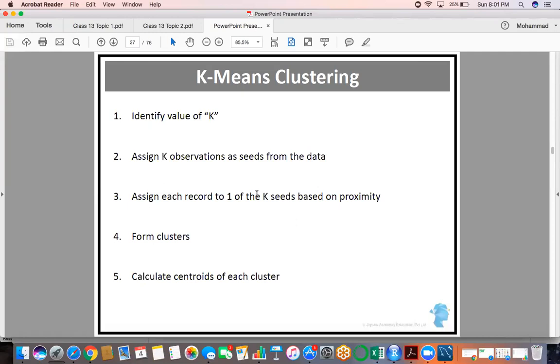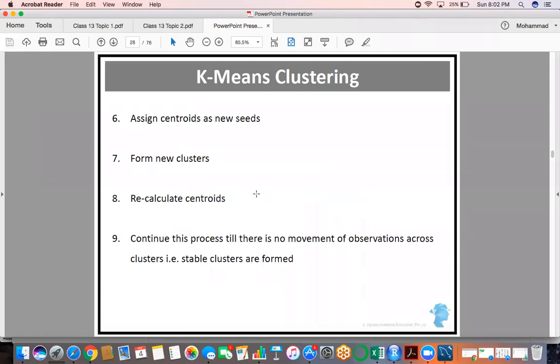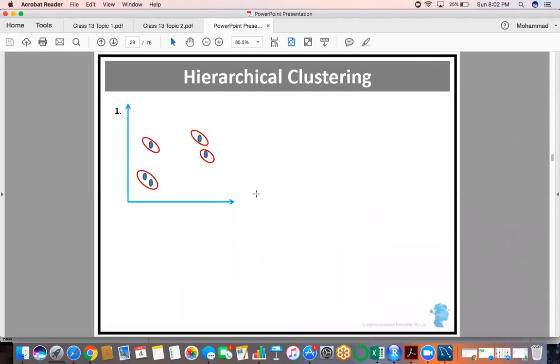Okay, so basically the k comes from business. Okay, the people who understand the data. So that is what the second point says: assign k observations as seeds from the data. Then third point is assign each record to one. Okay, that's what we have seen. Form a cluster, calculate centroids of this cluster. Okay, assign centroids as new seeds. Okay, then once the cluster is formed in the second iteration, in each cluster one more centroid will be identified, and then clustering will be running again.